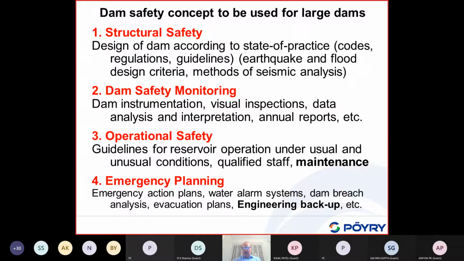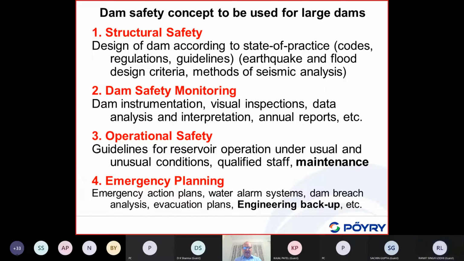It is also needed under unusual conditions, and it is obvious that for operational safety, you need qualified staff and you need continuous maintenance, which is very important. And last but not least, we have emergency planning. So you need emergency action plans in case of some abnormal events.